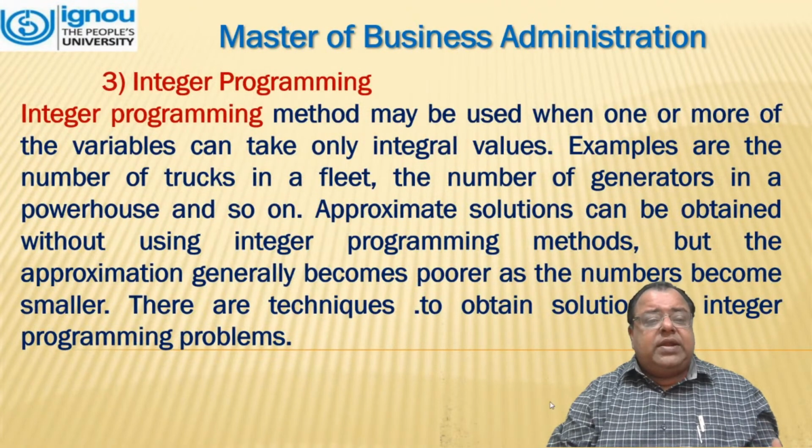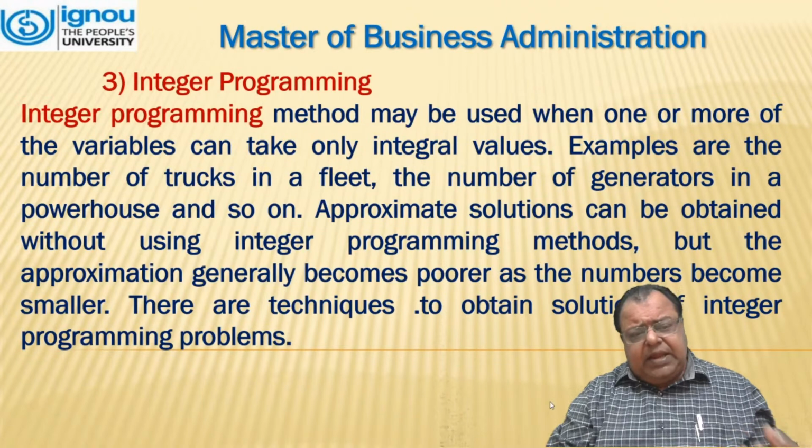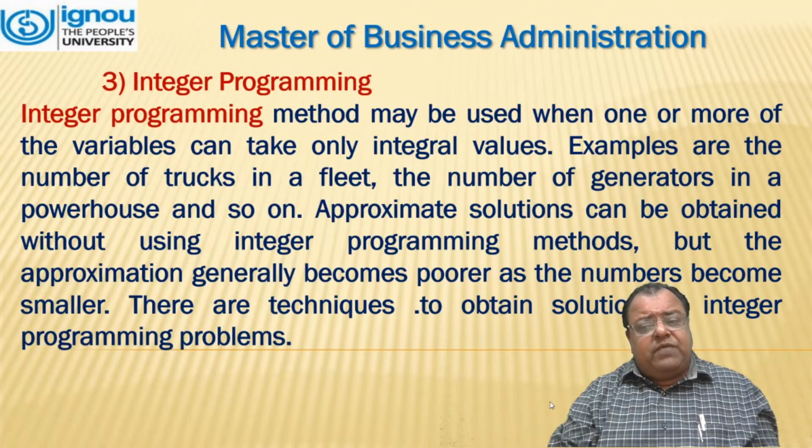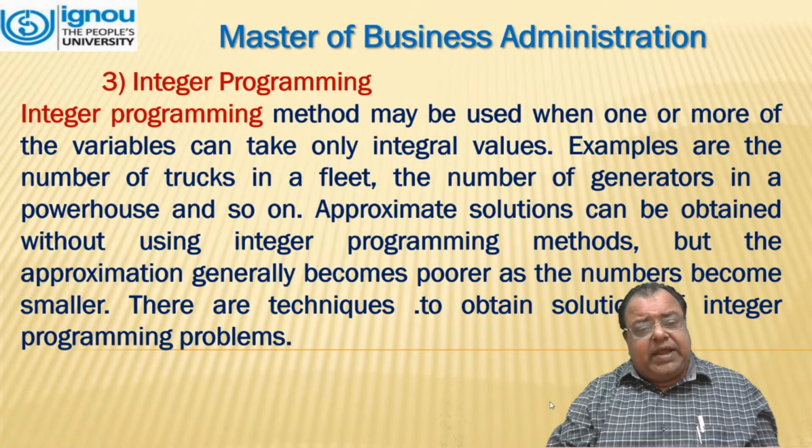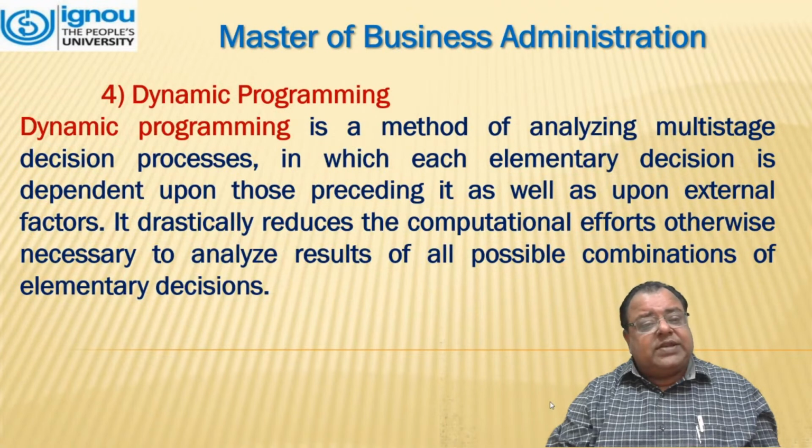Next comes integer programming. Integer programming methods may be used when one or more of the variables can take only integral values. Examples are the number of trucks in a fleet, the number of generators in a powerhouse, and so on. An approximate solution may be obtained without using integer programming methods, but the approximation generally becomes poorer as the number becomes smaller. There are techniques to obtain solutions of integer programming problems. The fourth one is dynamic programming.